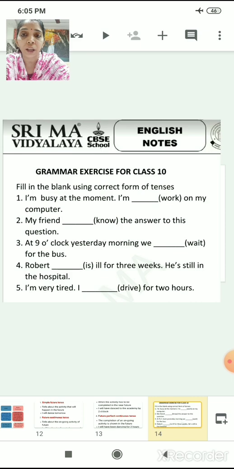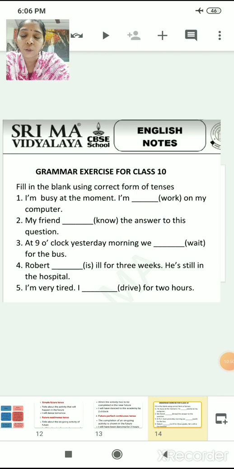Fill in the blanks using the correct form of tenses. I am busy at the moment. I am working on my computer. My friend knows the answer to this question. At 9 o'clock yesterday morning, we were waiting for the bus. Robert was ill for 3 weeks. He is still in the hospital. I am very tired. I drove for 2 hours.